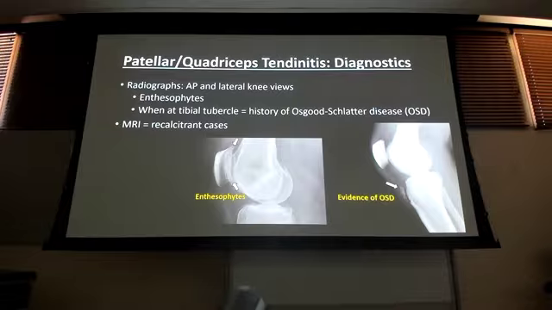Make sense? Now, if they have pain when they attempt to do that, they have tendinitis. Make sense? Okay, so if you see the enthesophyte, again, you're more concerned about tendinitis. Good to go? Hopefully that makes sense.